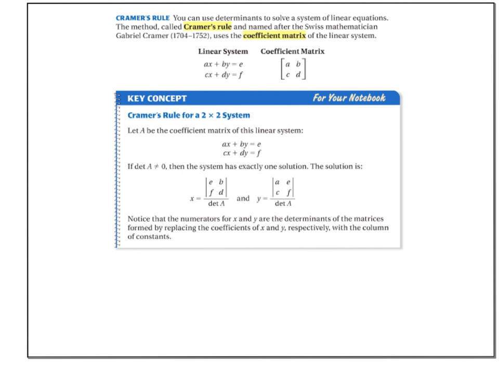B and D are really just the coefficients of your y variables. Then you take that determinant, divide it by the determinant of your original coefficient matrix, and out pops the x value. Over here, y. Notice your y column is now replaced with the constants E and F, and A and C are your x value coefficients from the original system. Let's get started with an example.